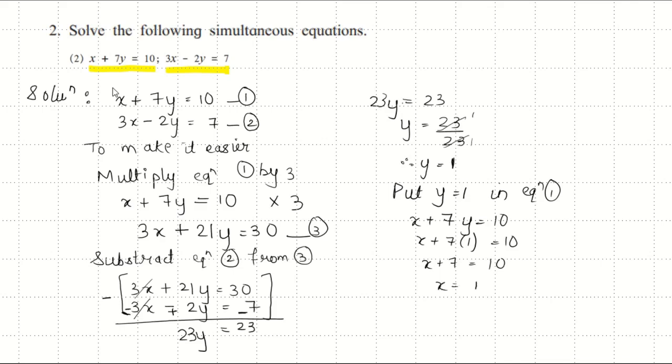So x is equal to 10, and this 7 will come on the right hand side. Plus 7 will become minus 7. And we will get the value of x as 3. So the solution is x is equal to 3 and y is equal to 1.